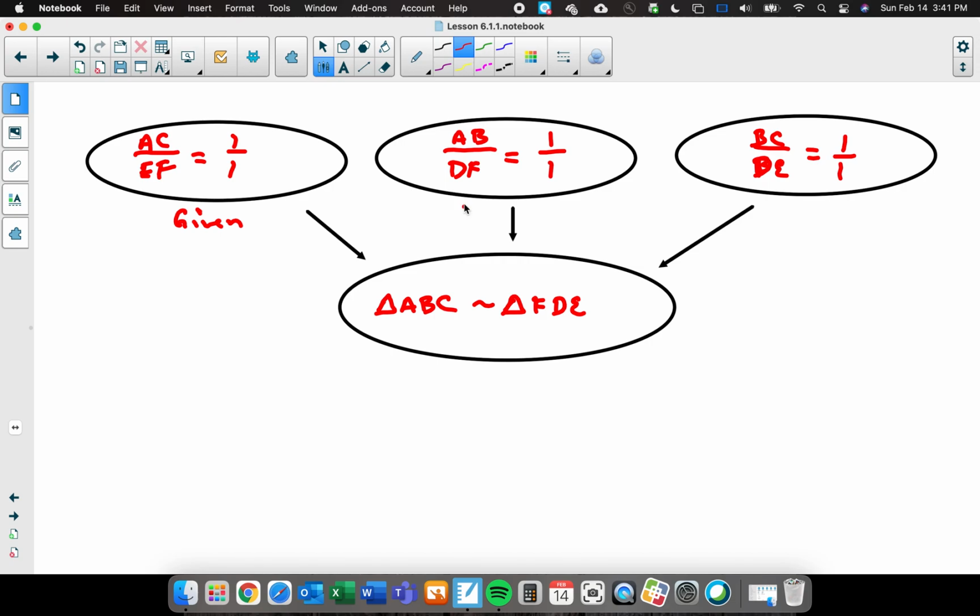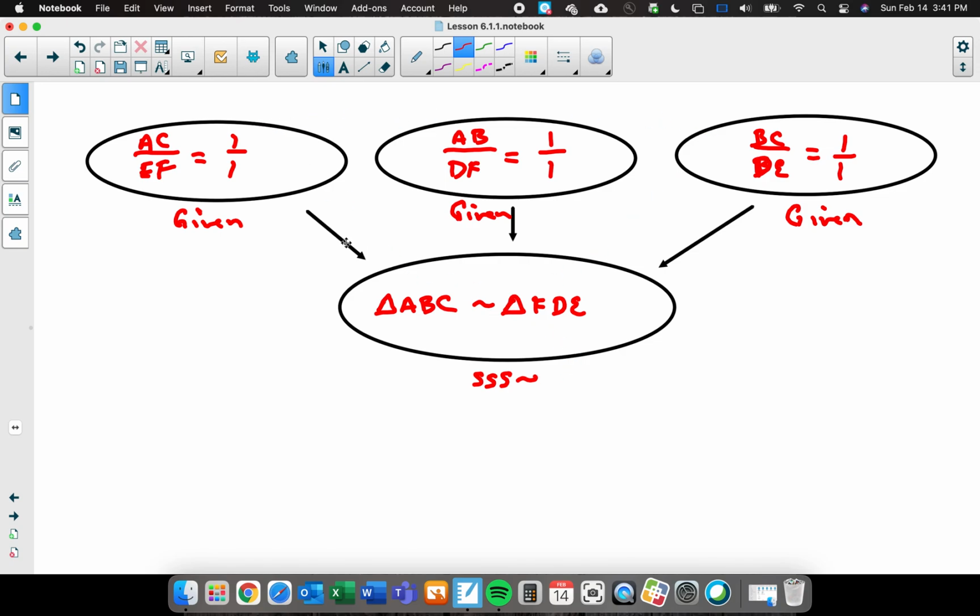Same thing here. This is also given, that those side lengths were given to you in the picture. I didn't have to solve for anything or do any work. And same thing here. That is also given. Well, what's the reason? How do I know that these triangles are similar? That was our side, side, side similarity. We just proved that there's side, side, side similarity.